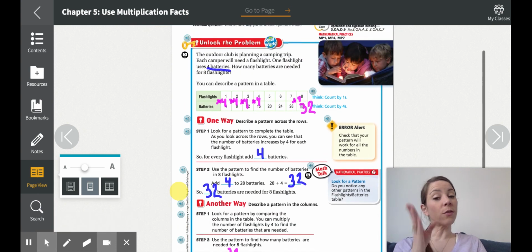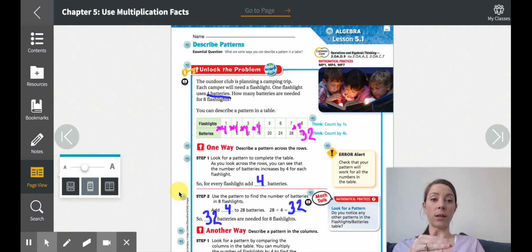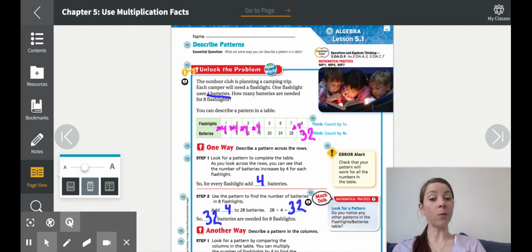Okay, so that's your first practice with finding patterns in a table, either going across or going up and down in the columns. So we'll stop there and we will do a new video for the next page.